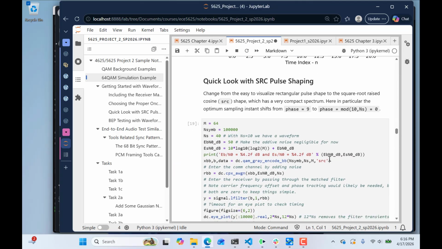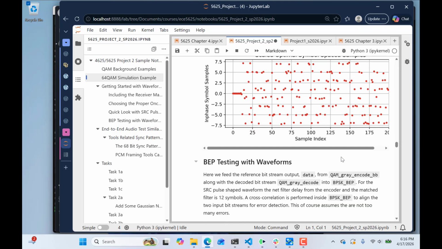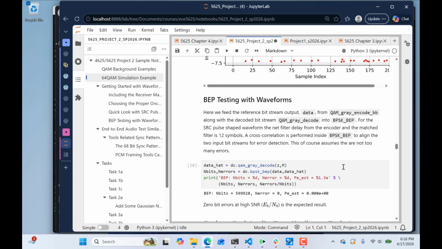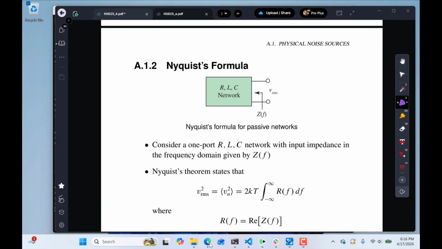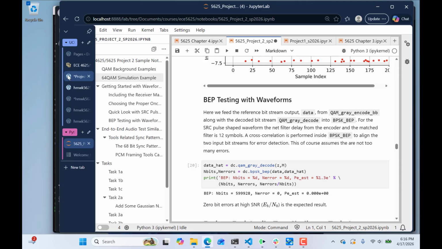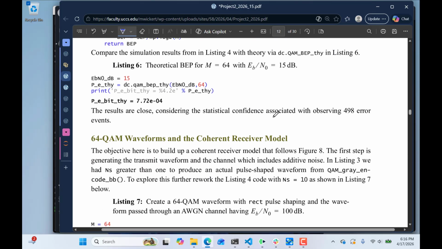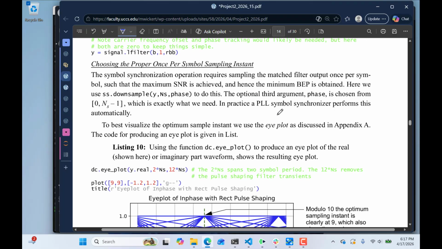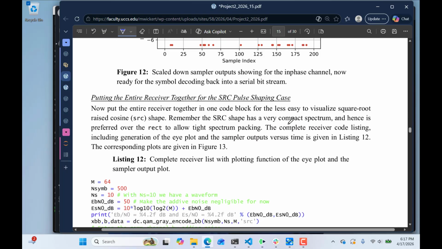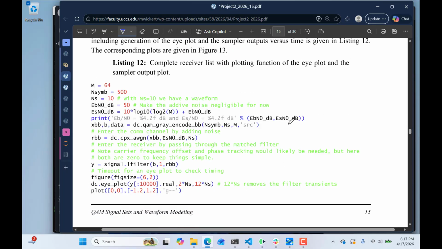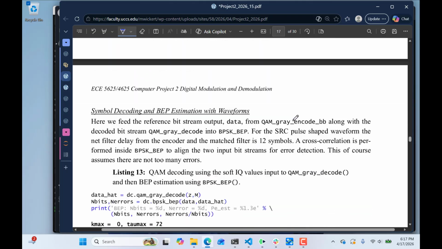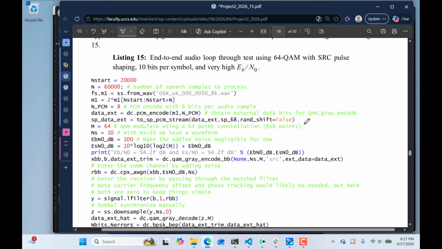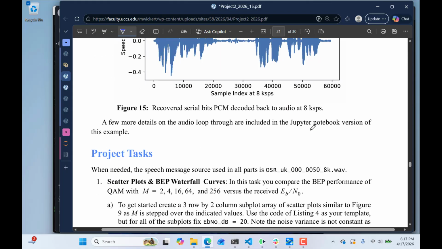So moving on down the line here, what you're going to be doing is the BEP testing, and you're going to be looking at it with different impairments. So if I go back over here and look at our project, and we're also assuming a perfectly coherent receiver. I encourage you to read all of this so you understand the game plan behind all of this. I've pretty much shown you the simulation side of all of this.